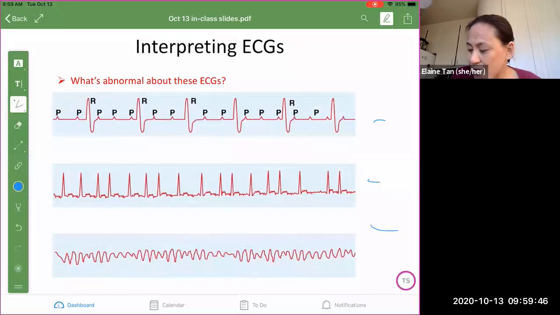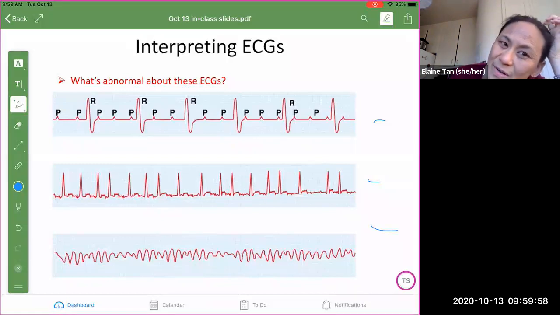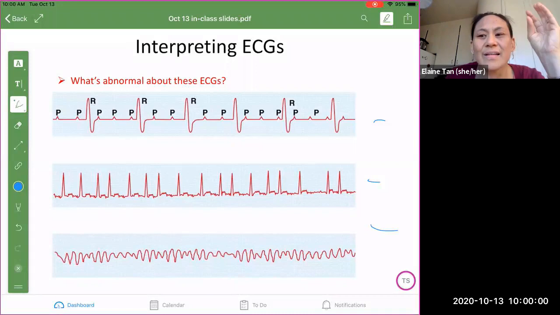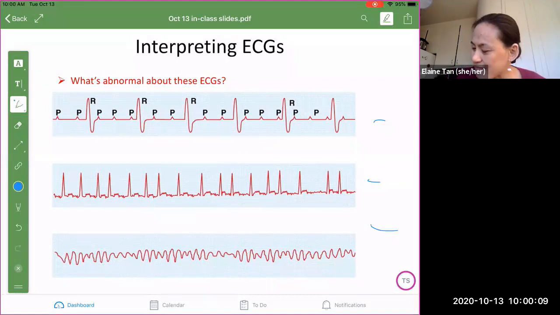Okay, everybody, let's go over these. First off, I just want to say again, I don't expect you to really be able to know exactly what's going on, but at least hopefully you can tell which waves are missing or things like that. So let's get started. With the first one, you have your waves labeled for you, so that's nice.